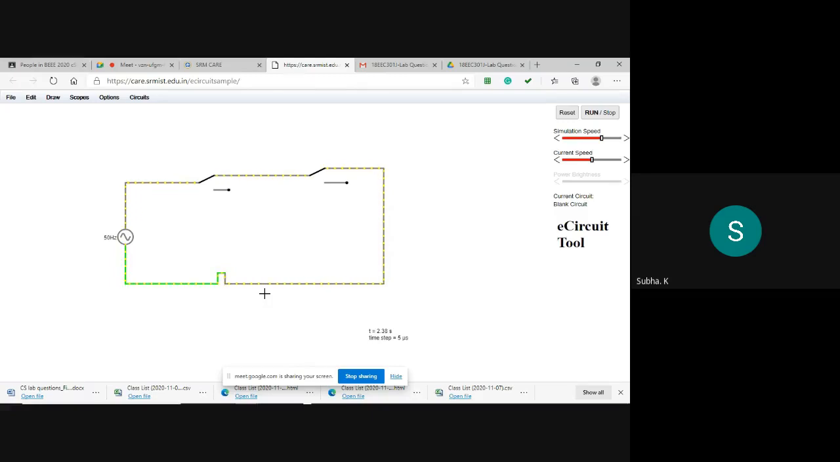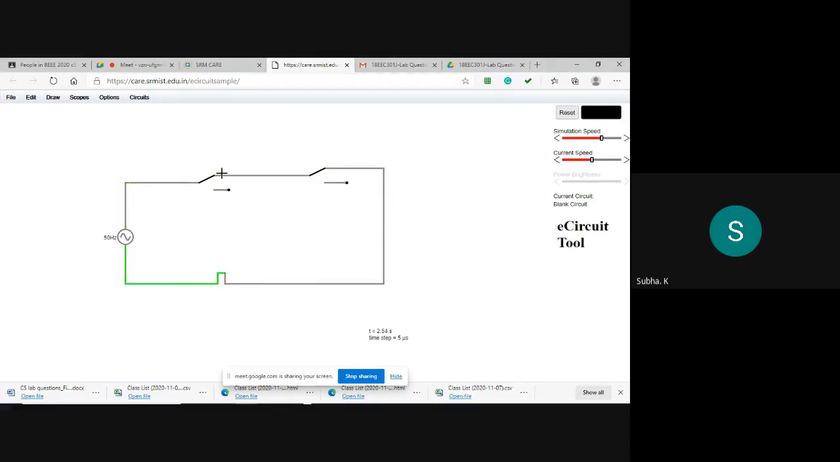Excuse me, ma'am, the second switch is placed wrong. It should be in reverse position. No, this is on only. Okay. Alright, this is on, lamp glows. Okay, let me check.